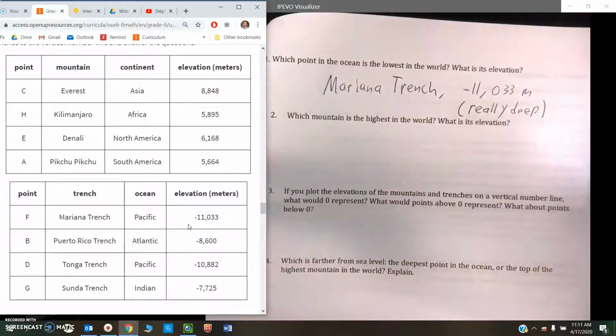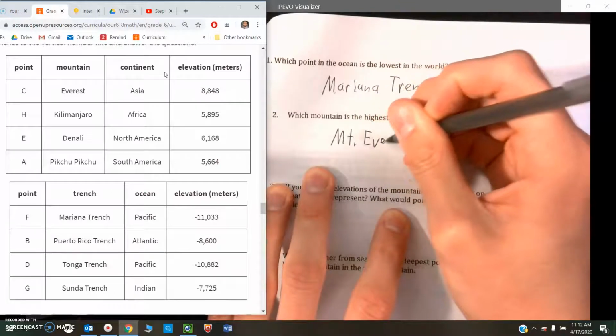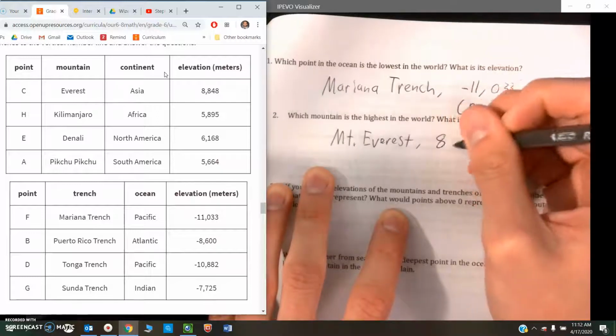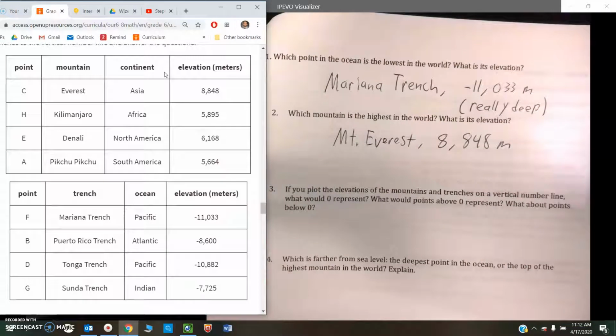Okay, which mountain is the highest in the world? Looking at the mountains, that's this top table here. We've got Everest, Kilimanjaro, Denali, and Machu Picchu. And it looks like Mount Everest is the highest. I'm sure a lot of you already knew that. And that has an elevation of 8,848 meters. So super high. Tallest mountain in the world. Highest point you can go on the planet Earth before flying in the air.